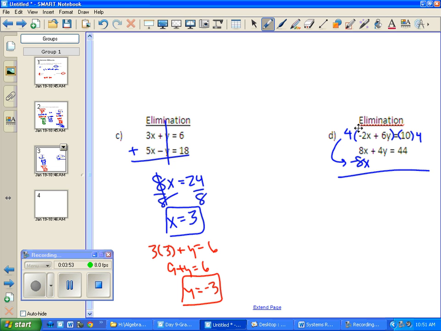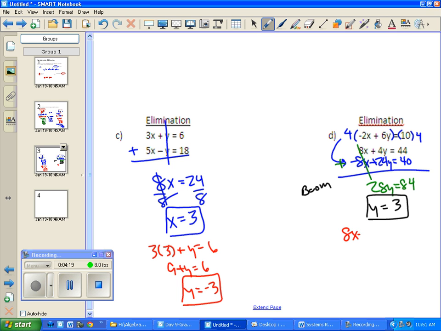So when I multiply the whole top equation by 4, I get negative 8x plus 24y equals 40. I'm going to rewrite this so that I have it nice and set up. And now when I add my equations together, the x's go away. 4y plus 24y is 28y equals 44 plus 40 is 84. 28y is 84. That means that y equals 3.